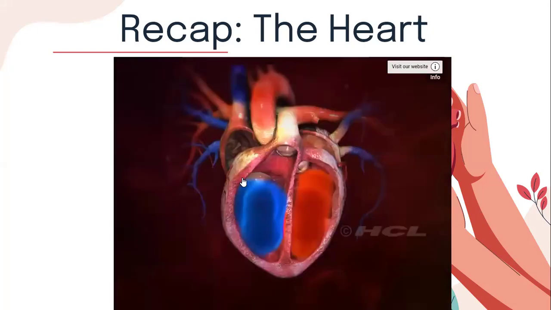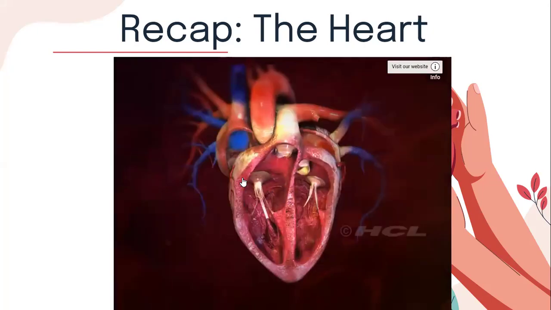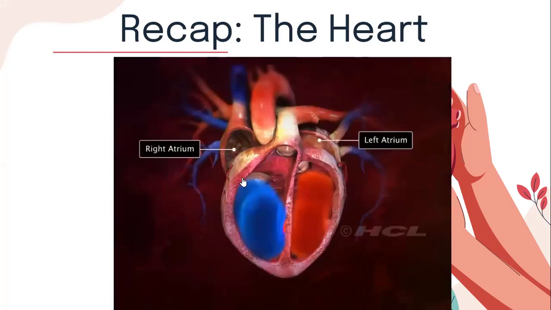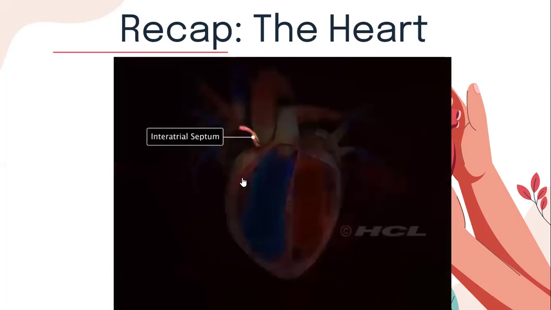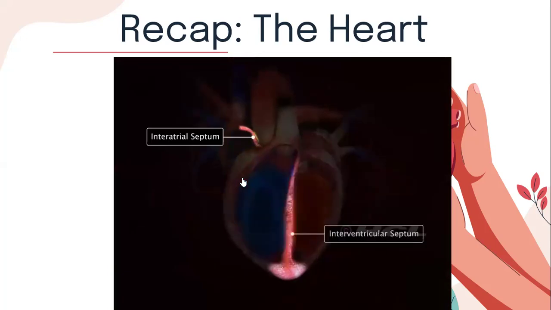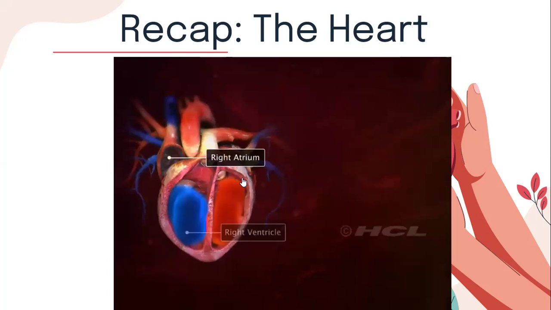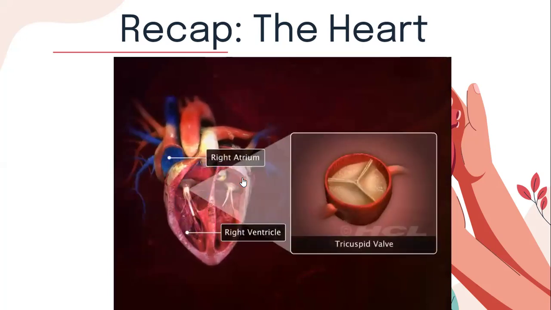The human heart has 4 chambers. The 2 upper chambers are the atria, and the 2 lower chambers are the ventricles. The interatrial septum separates the 2 atria, and the interventricular septum is the partition between the 2 ventricles. The right atrium and right ventricle are connected through a tricuspid valve. As the name suggests, it has 3 leaflets or cusps.